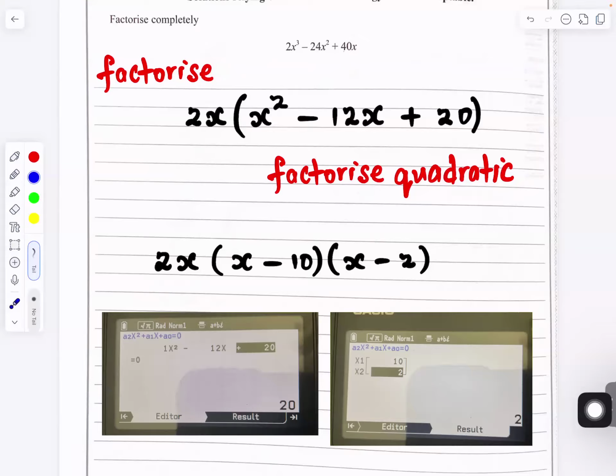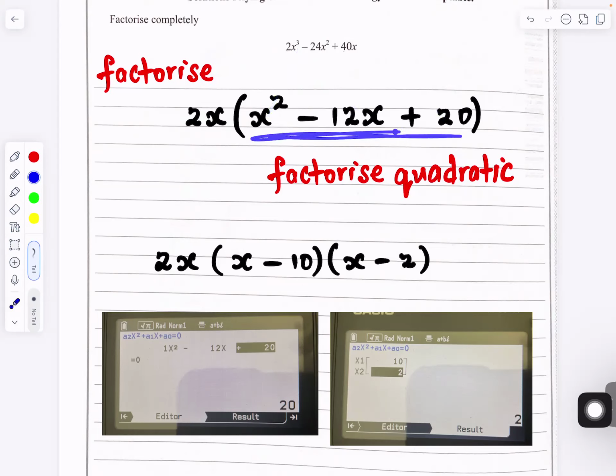Factorize completely. Factorize means put in brackets. So we can take out 2x. 24 is the same as 2 times 12. 40 is the same as 2 times 20. Some people call it 4e. So we take 2x out of the bracket. We're left with x squared, 12x, and 20.